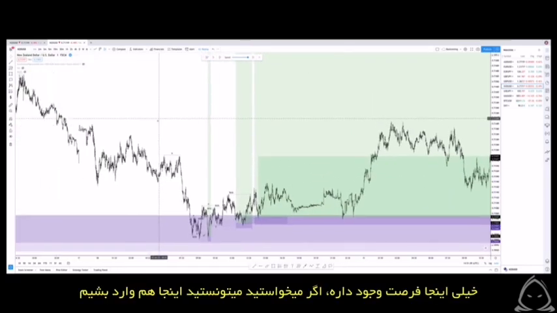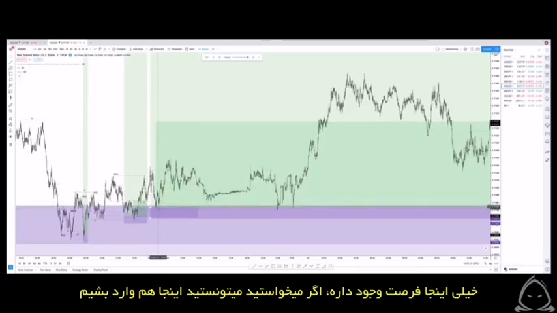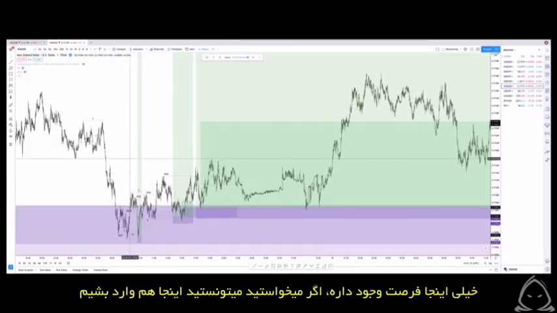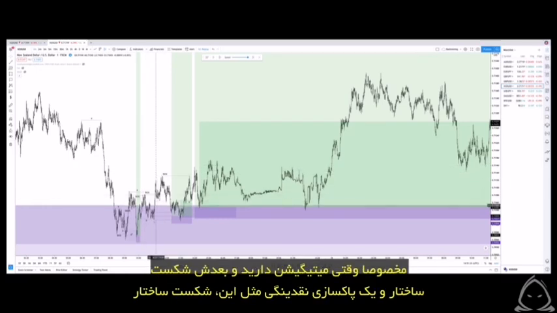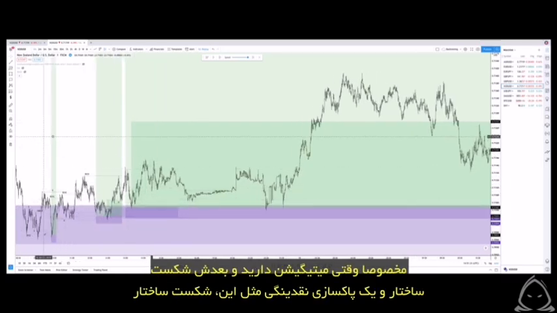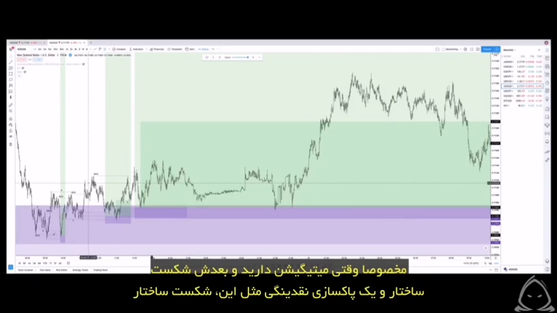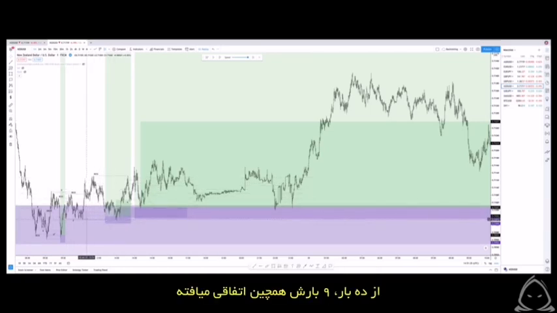There's a lot of opportunity here. Potentially could have got in over here again if you wanted. It all comes down to personal preference, testing. But those mitigations, that following of the money, is really powerful, especially when you're getting a mitigation and then followed by a break of structure, or a sweep of liquidity like this, a break of structure. 9 times out of 10, that's my go-to.